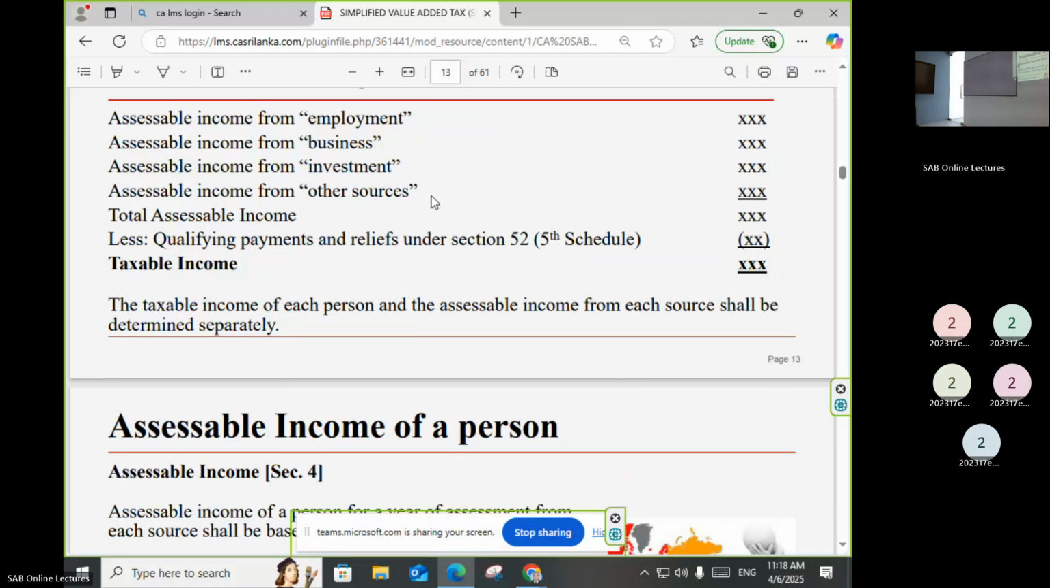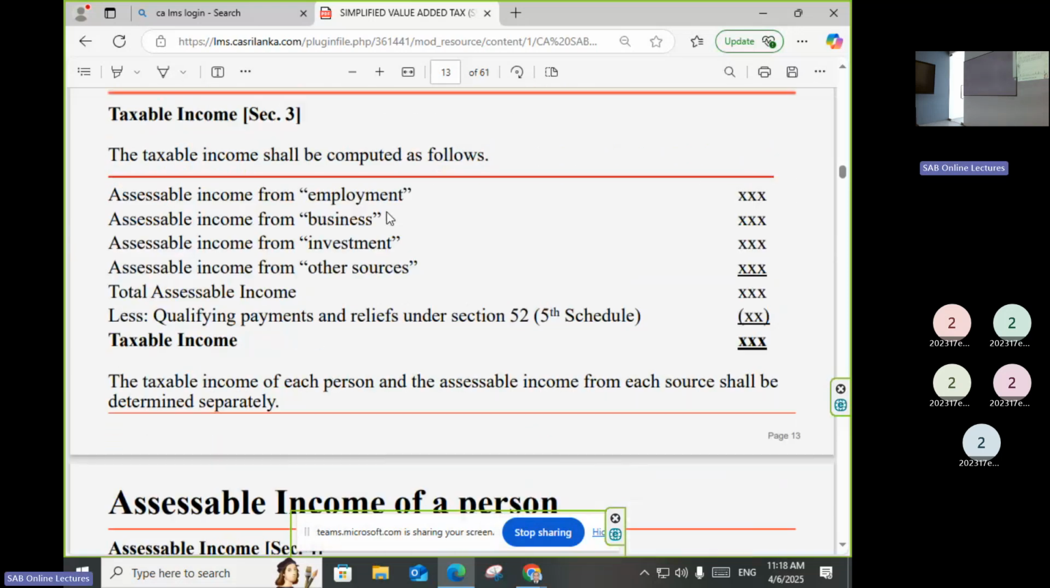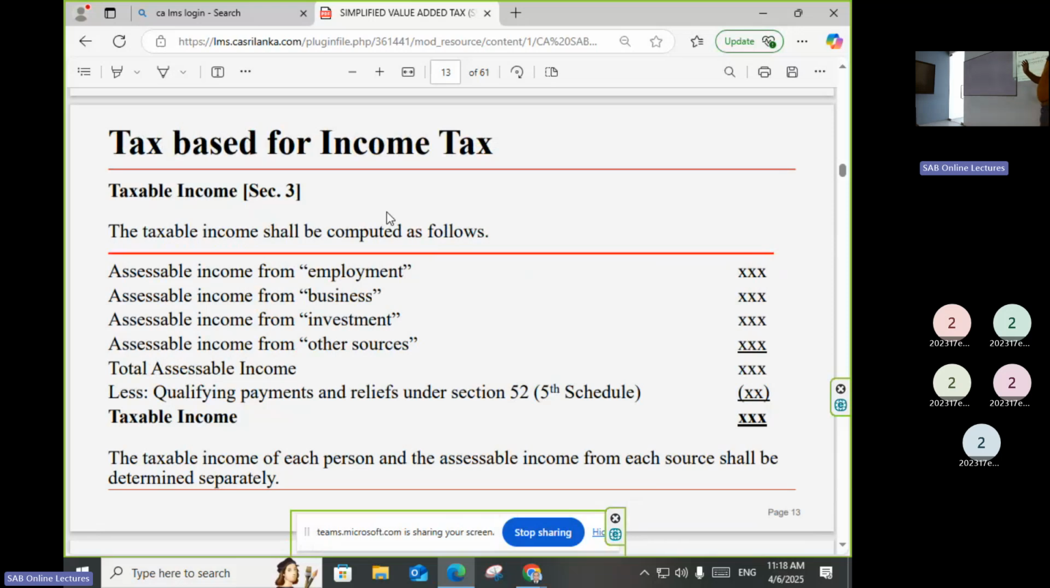So I explained in our previous one, in that Ramesh case, whether it is coming under employment, business, investment, other source. The court decided that it should be coming under business income. You can see it is very difficult to figure out whether it is business or whatever, but the attributes are given, so we need to recognize what is employment, what is business, what is investment.